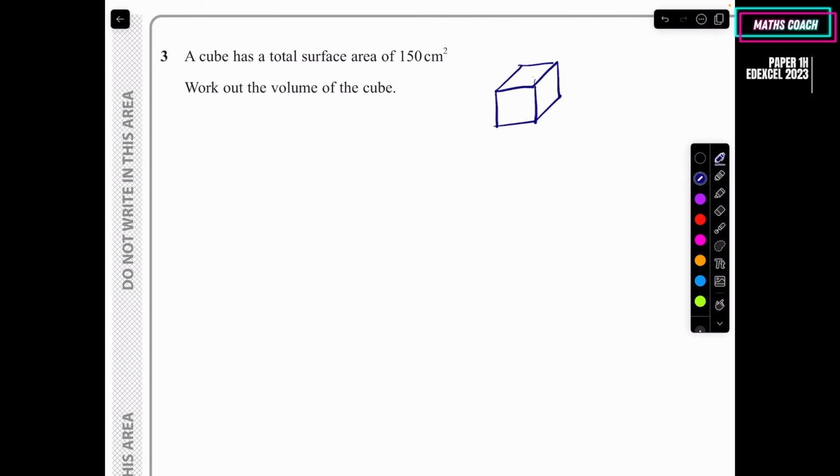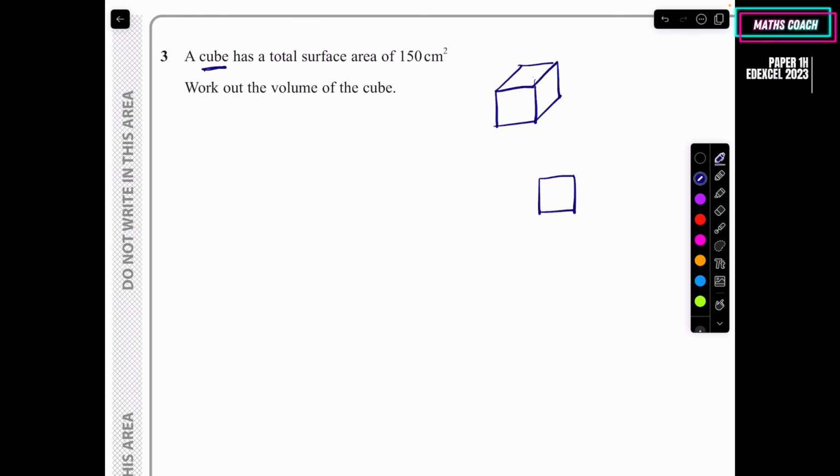And we are told that the surface area of this cube, so surface area is basically all of these faces. There's one there, there's one at the bottom, there's one there. All of those faces added up, that's your surface area. We are told that the surface area is 150 centimeter squared.